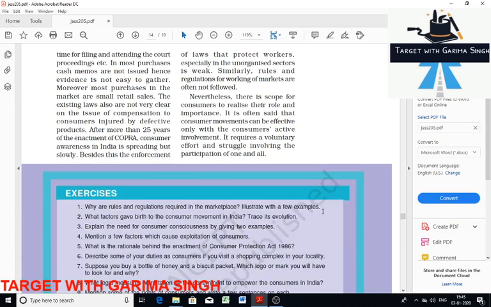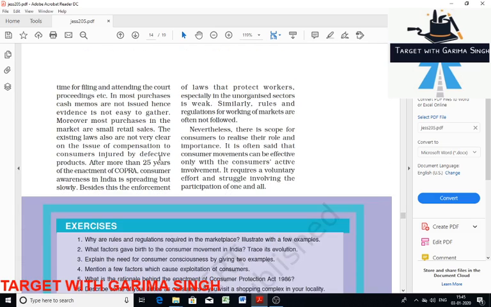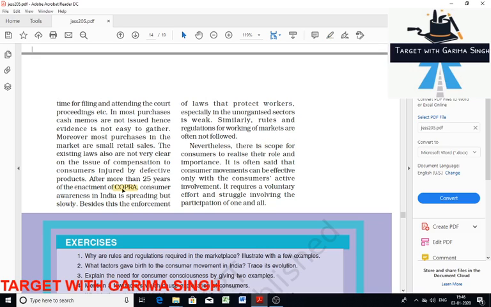Next, there is one thing I just want to explain in detail. COPRA, that is the Consumer Protection Act. It came in 1986. So I'm going to tell you about this act in detail, to protect and promote the interest of consumers. Under COPRA, a three-tier quasi-judicial machinery at the district, state, and national level is set up for redressal of consumer disputes.